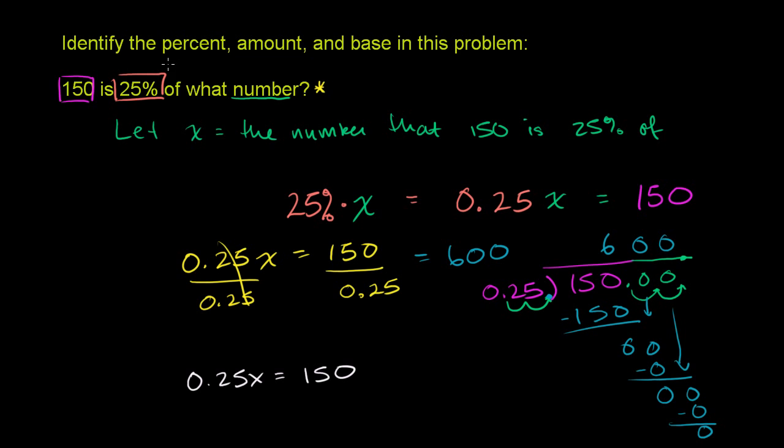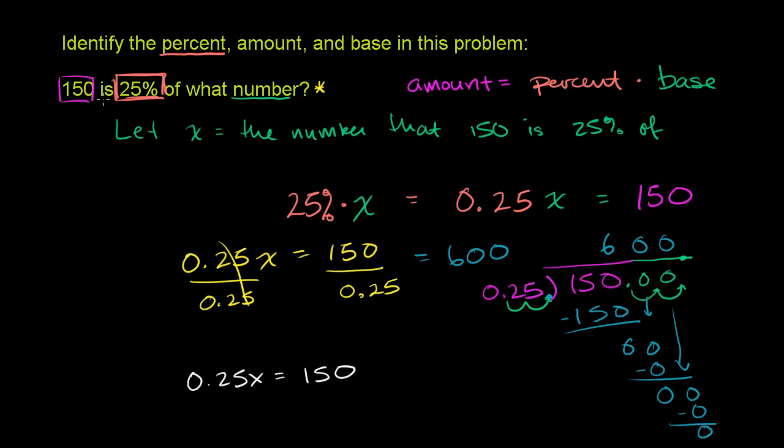Now, let's answer their actual question. Identify the percent. Well, it looks like 25%. That's the percent. Then the amount and the base in this problem. Based on how they're wording it, I assume amount means what you get when you take the 25% of the base. So my best sense of it is that the amount is equal to the percent times the base. So the base is the number you're taking the percent of. The amount is the quantity that that percentage represents.